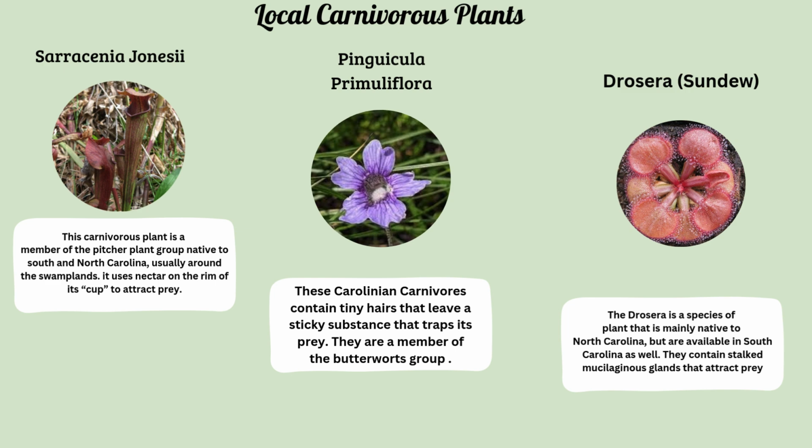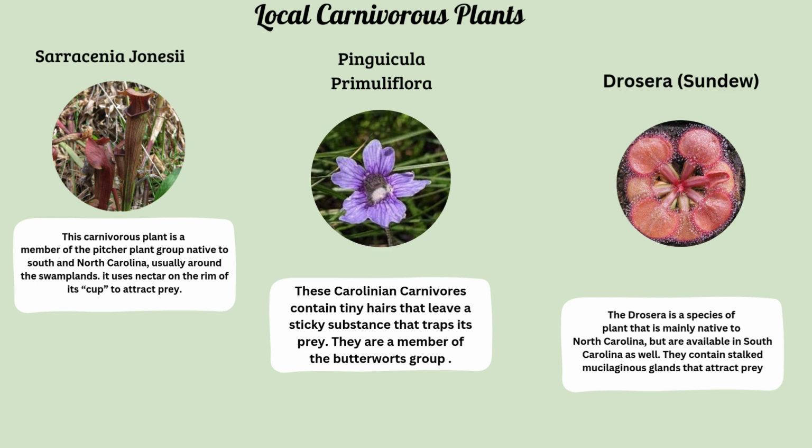Sarracenia jonesii. This carnivorous plant is a member of the pitcher plant group native to South and North Carolina. They are usually around the swamplands. It uses nectar on the rim of its cup to attract prey.